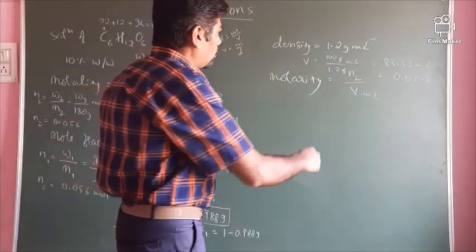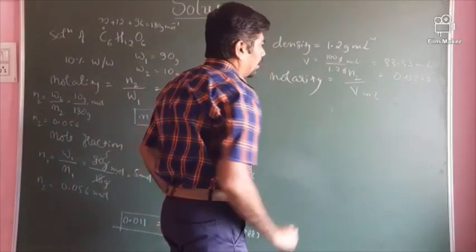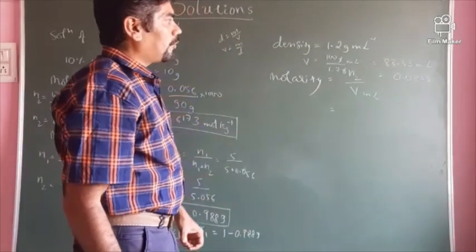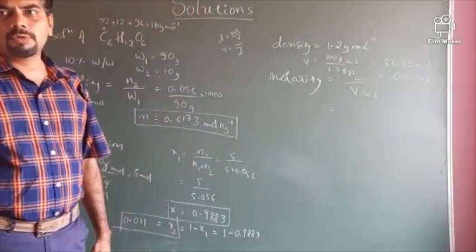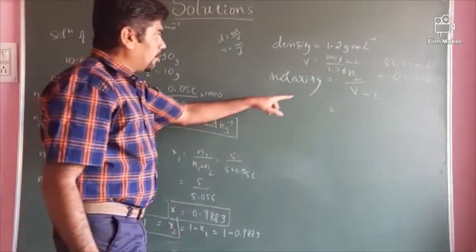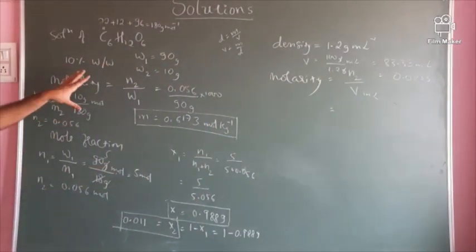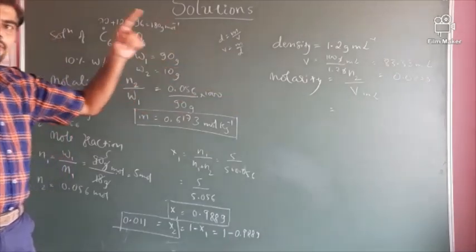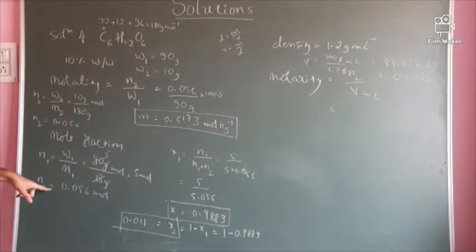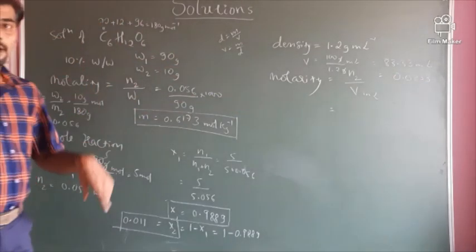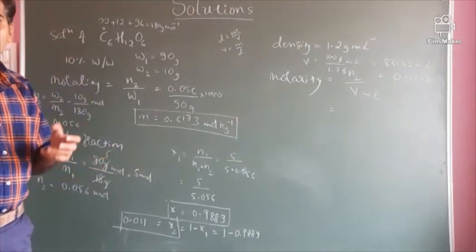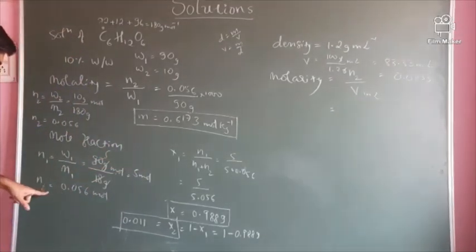Now when you go to molarity, as you know, molarity is the number of moles of solute divided by volume of solution in liters. Now what is the number of moles of solute? That you have already calculated here. If this question is given individually, then you will have to calculate it by this method: n2 is equal to W2 by M2, that is actual mass divided by molar mass. Now what is n2?